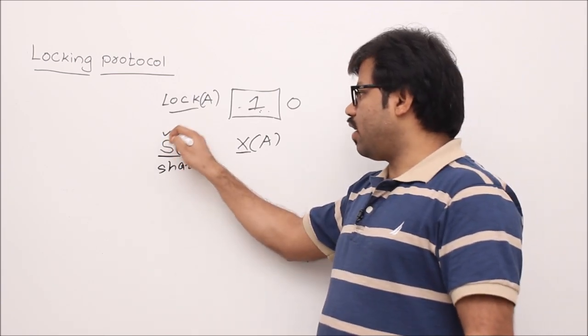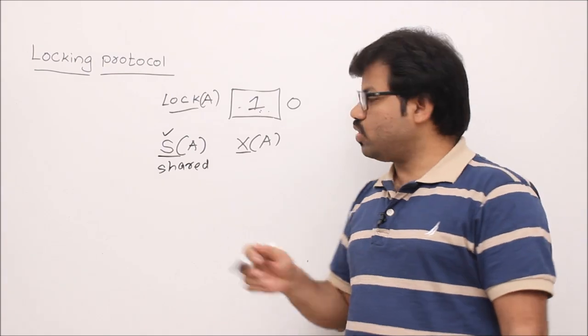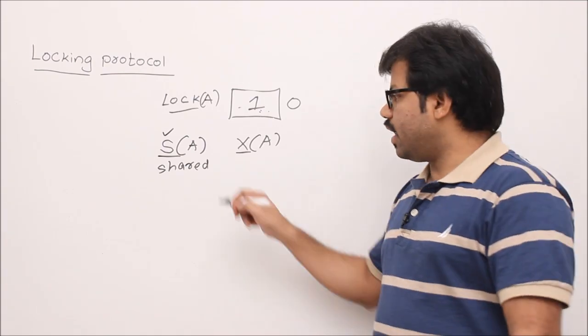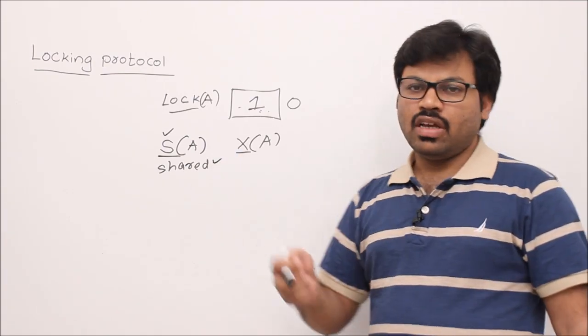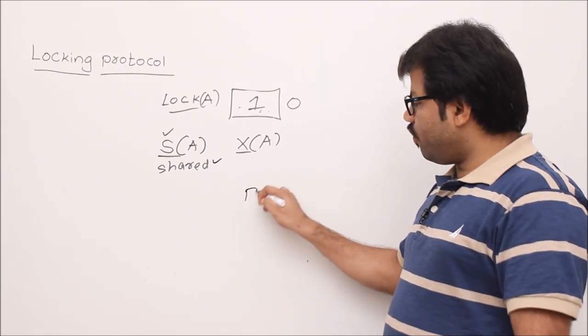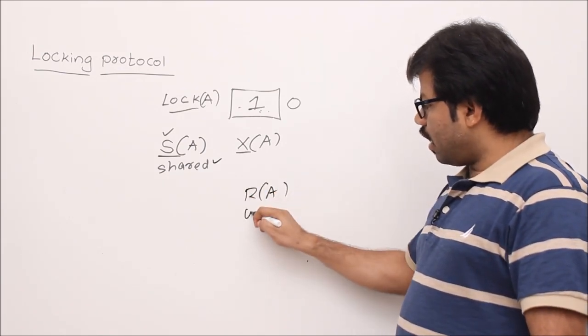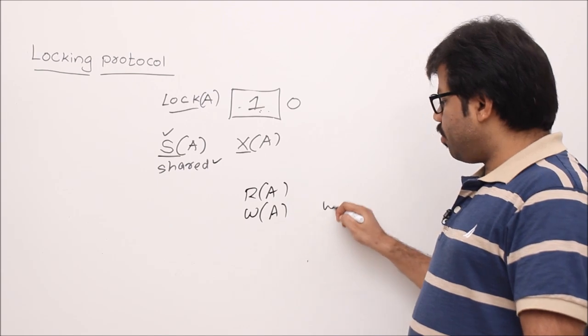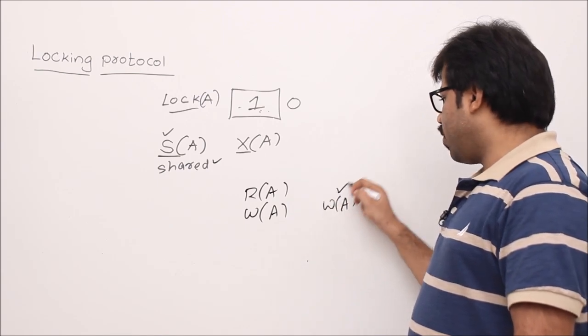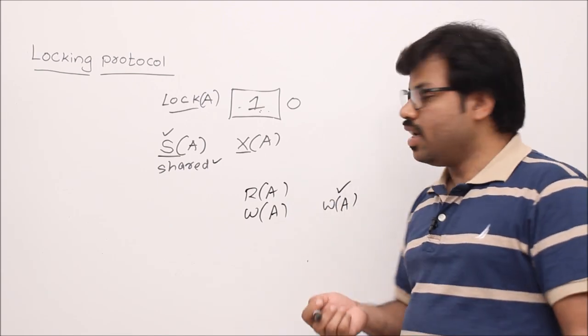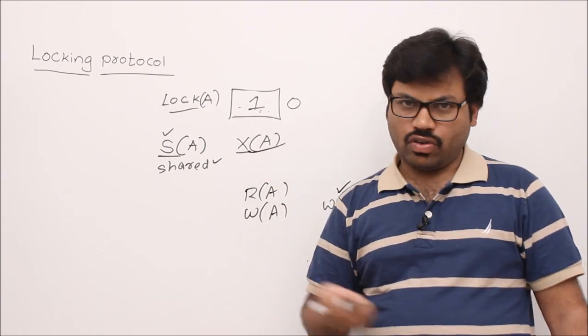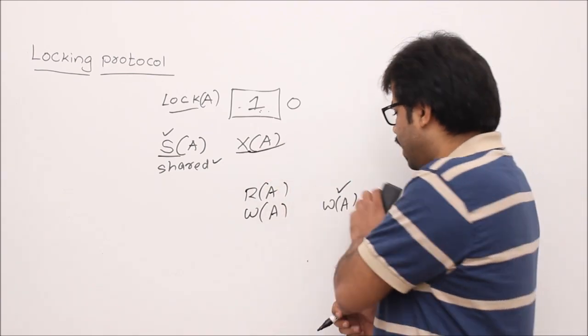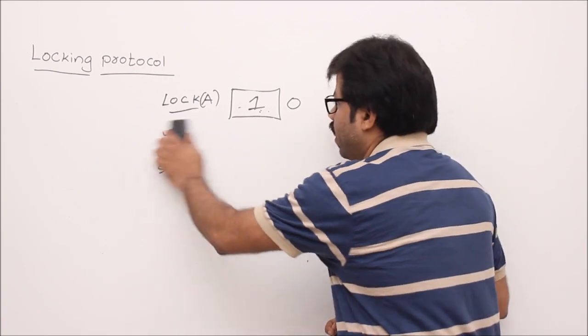So, shared lock and exclusive lock. The purpose of the shared lock is that whenever a transaction issues only a read operation, a shared lock will be issued. Whenever a transaction has a read followed by a write, or just a write, that means whenever a transaction wants to write the database item A, we are going to issue an exclusive lock. Understand? So this is the idea. Now we'll try to figure it out.